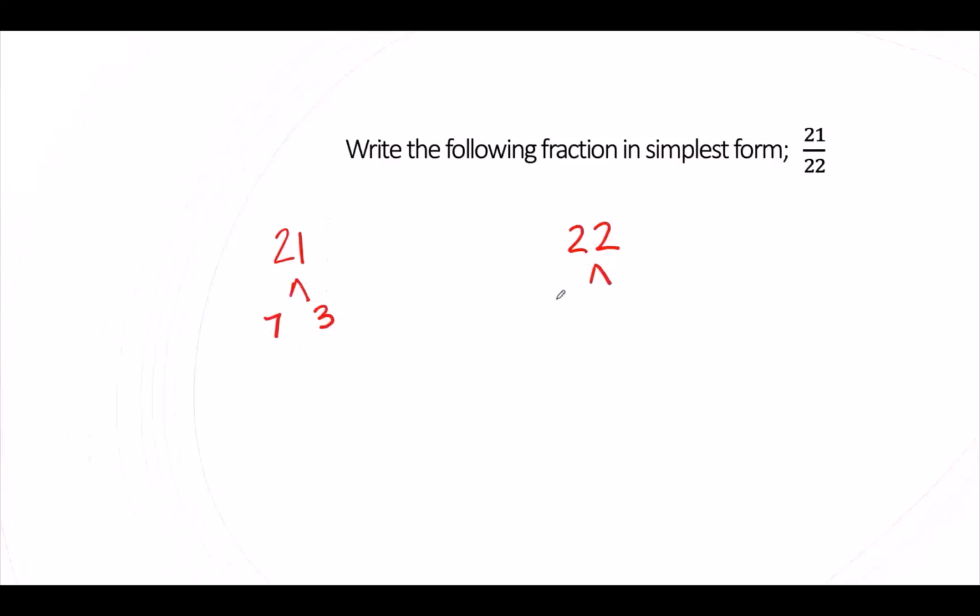Well, I know 22 will divide by 2 and leave me with 11. And 2 and 11 are both prime numbers or prime factors, so there's nothing left for me to do with that tree. Now, what prime factors do these numbers share in common? Well, there's no 3 or 7 in 22's factor tree, and there's no 2 or 11 in 21's factor tree. So because they have no factors in their factor trees in common, the only number that would divide both of these numbers evenly is 1. And if we divide anything by 1, it stays the same, correct? So 21 over 22 in simplest form is 21 over 22. It was already in simplest form.